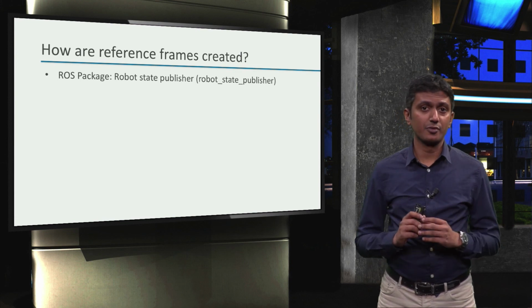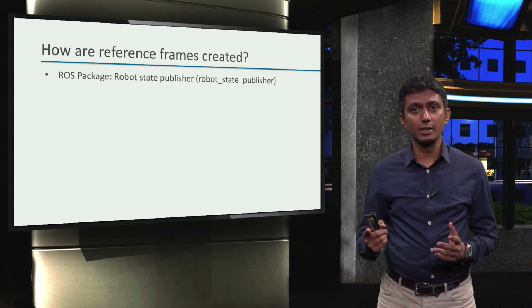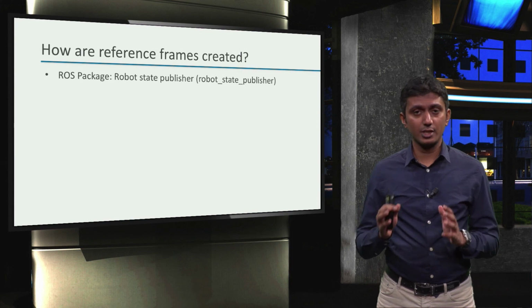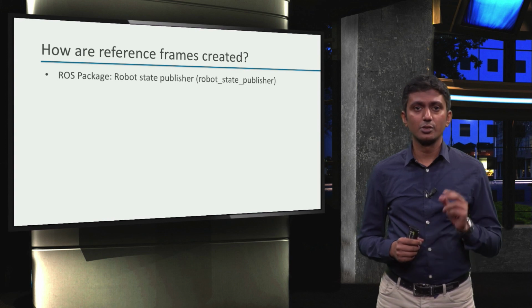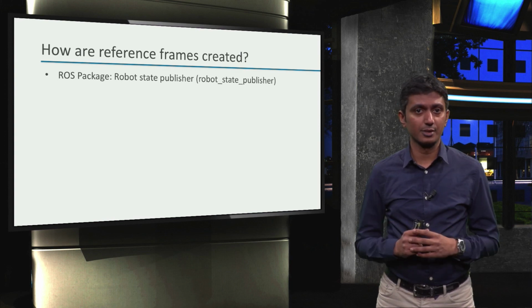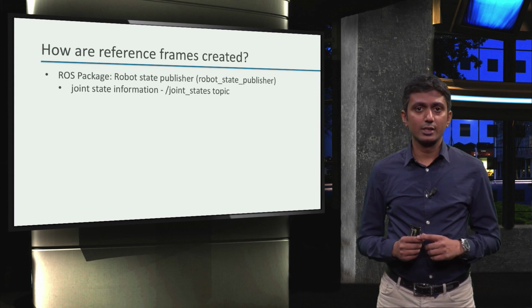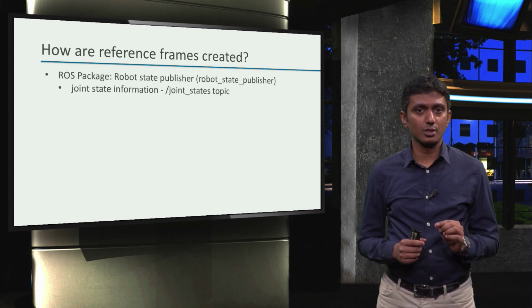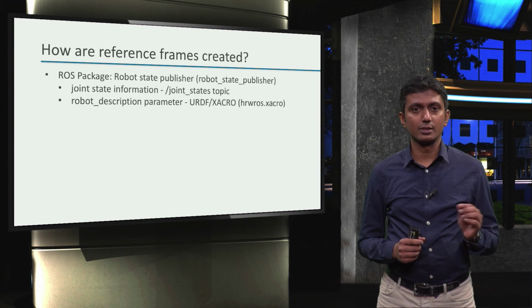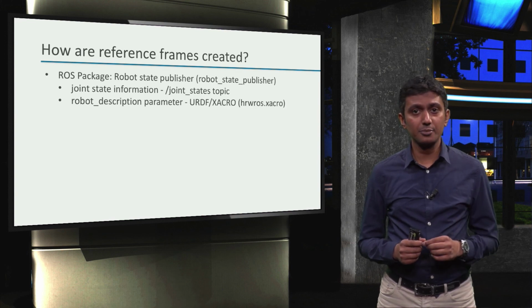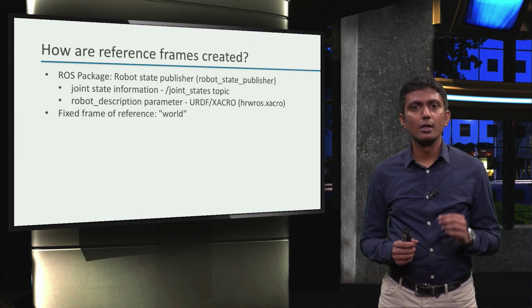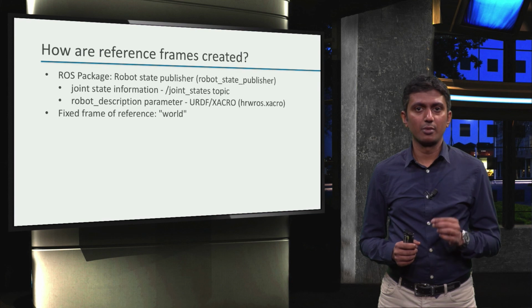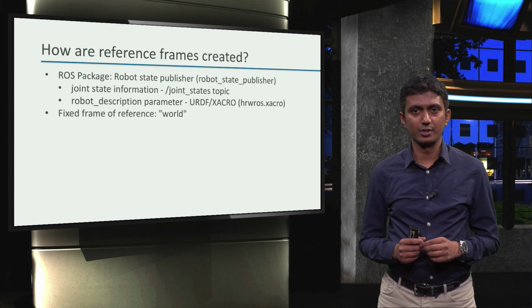The TF reference frames are generated and updated by the ROS package Robot State Publisher. This package uses two sources of information to generate and keep track of reference frames. The first one is information regarding the movable joints on the joint states topic. The second one is the robot_description parameter that is populated from the URDF or Xacro files. Additionally, the Robot State Publisher also uses the root link of the Xacro file as the fixed frame of reference.